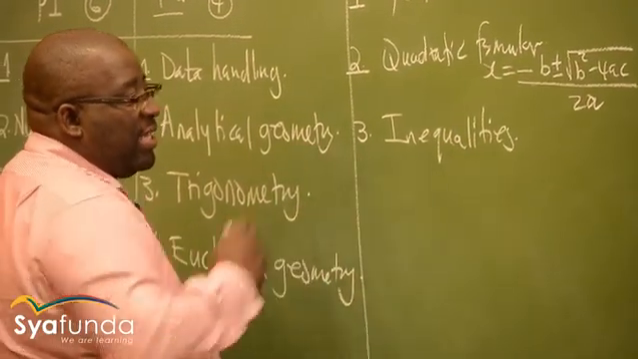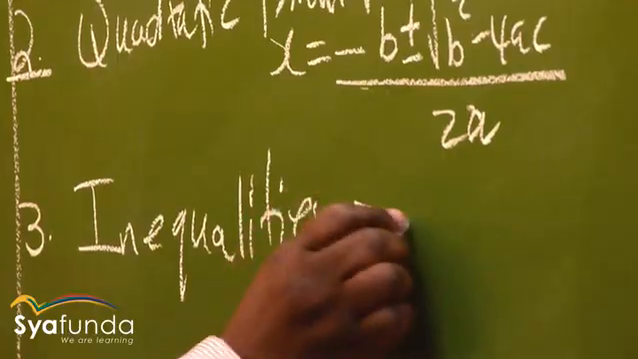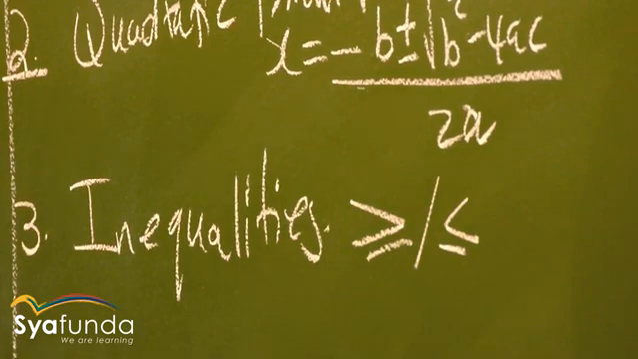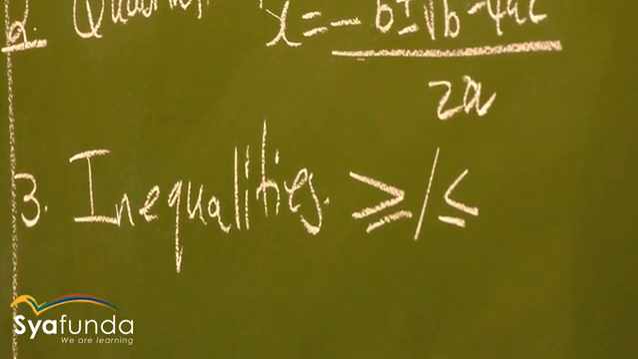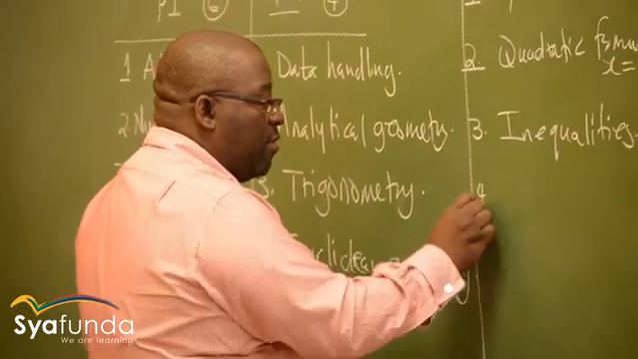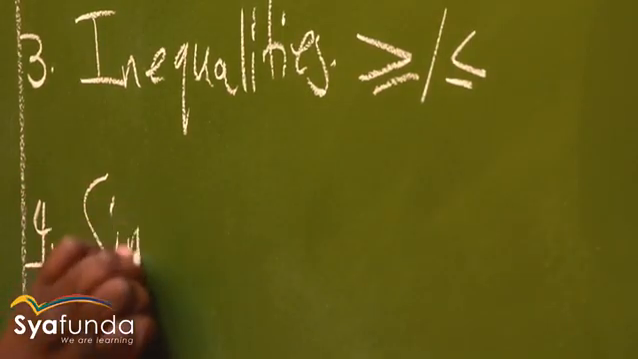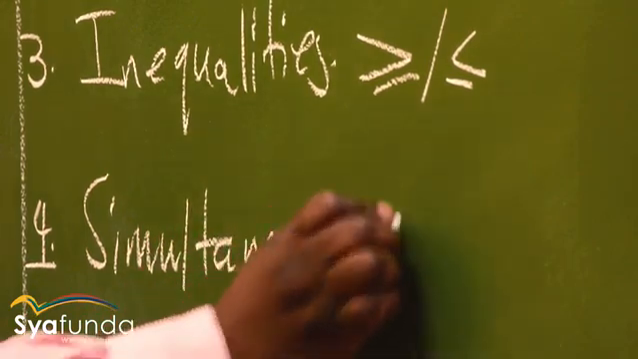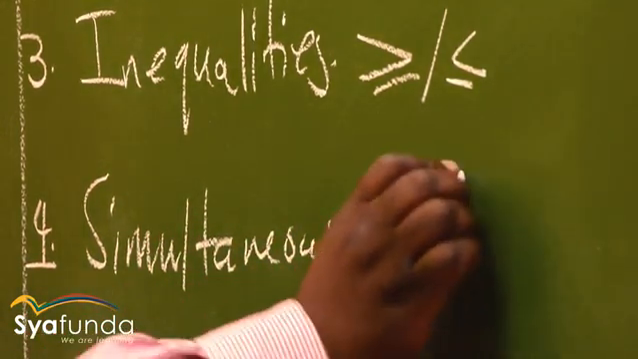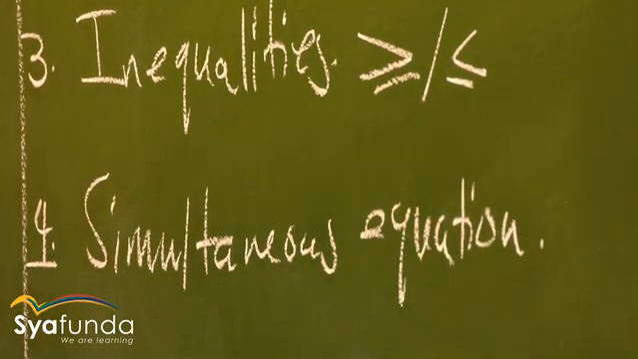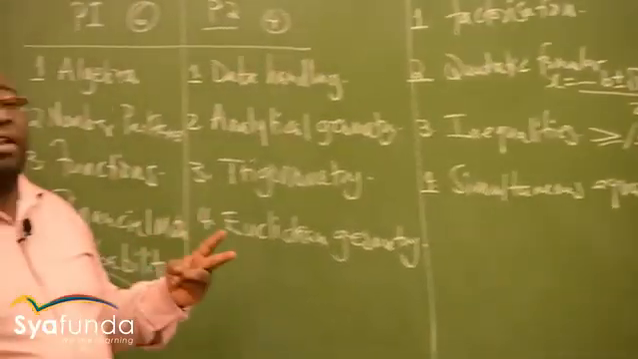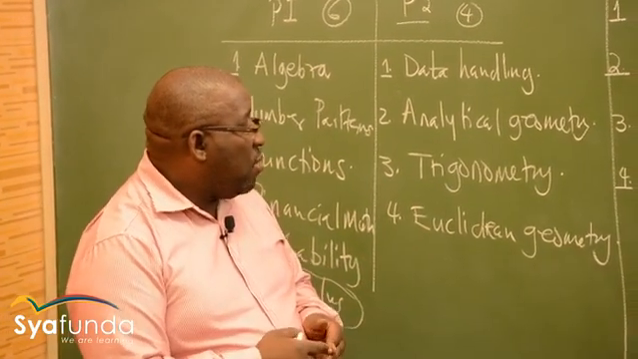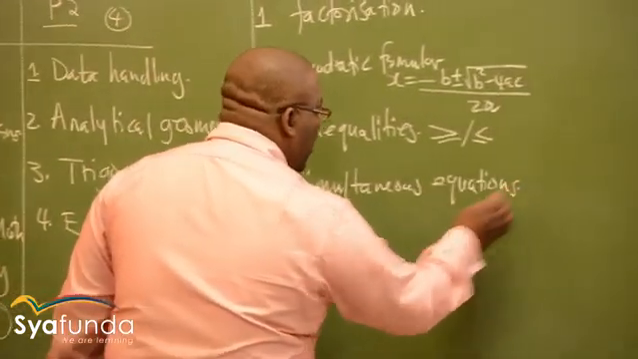Let's move on. I said it's inequalities. That's why we use the signs like greater than or equal to or less than or equal to. That's what we'll be doing in today's lessons as well, inequalities. After inequalities, number 4, we'll be talking about simultaneous equations. This is where you solve for both x and y at the same time. Maybe p and z, whatever 2 variables that you need to solve simultaneously.